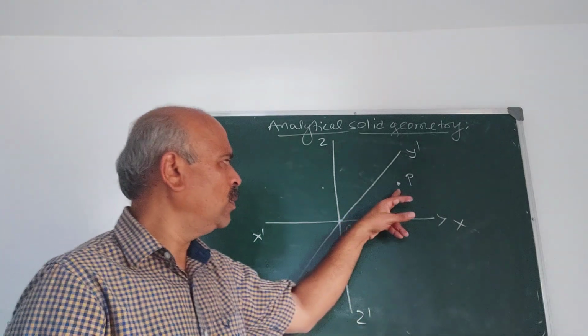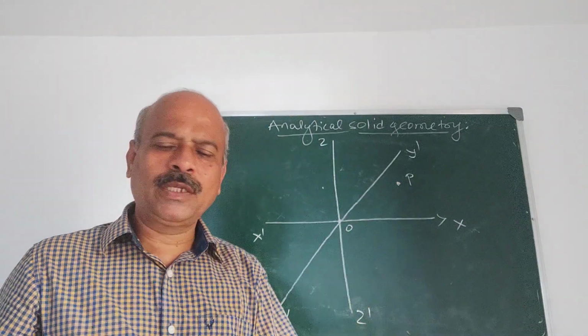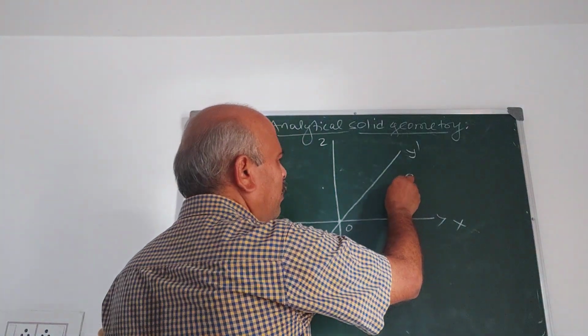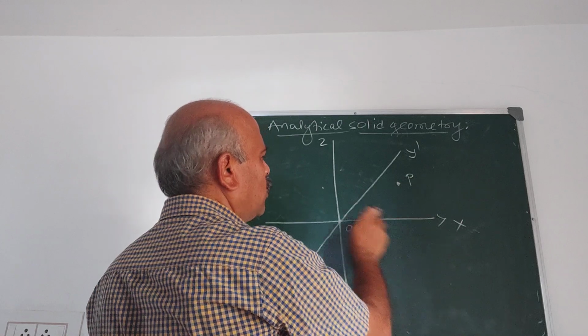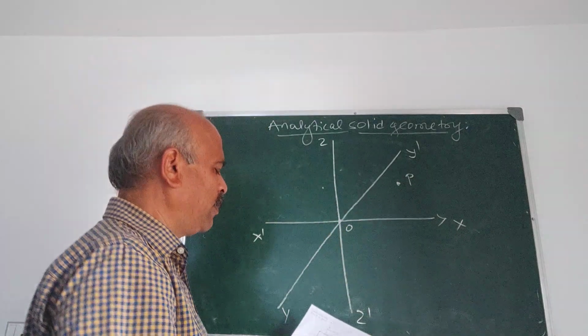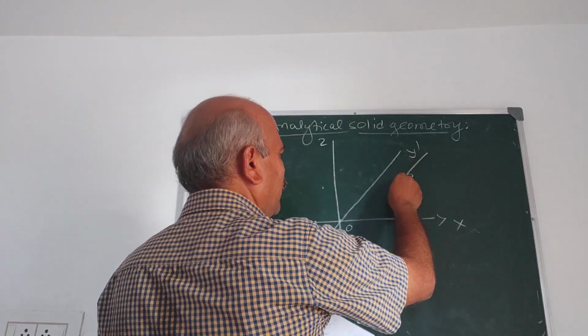Now, to represent the coordinates of a point, how do you represent the coordinates of the points? For that we draw 3 planes perpendicular to the 3 axes: X axis, Y axis, Z axis. And the planes are like this. I draw the planes here.